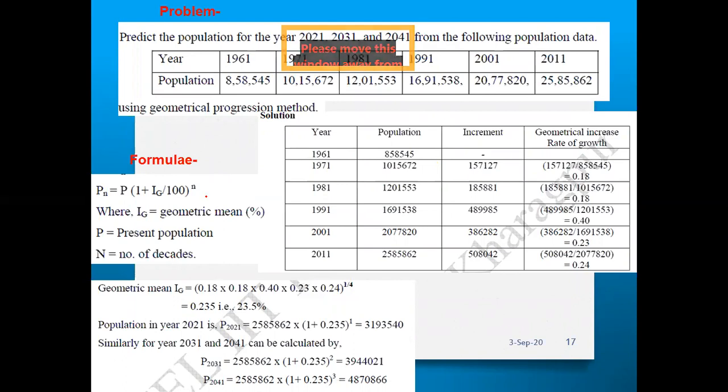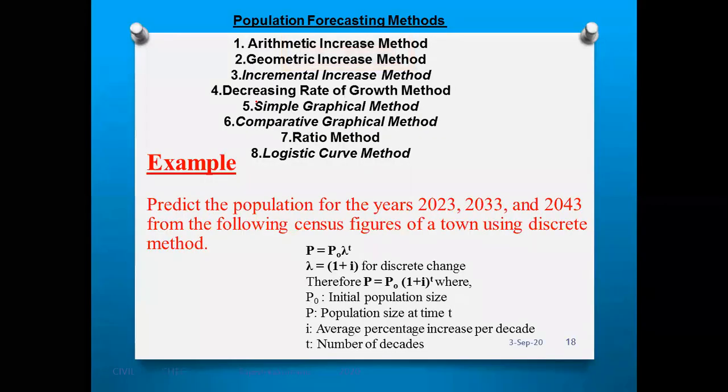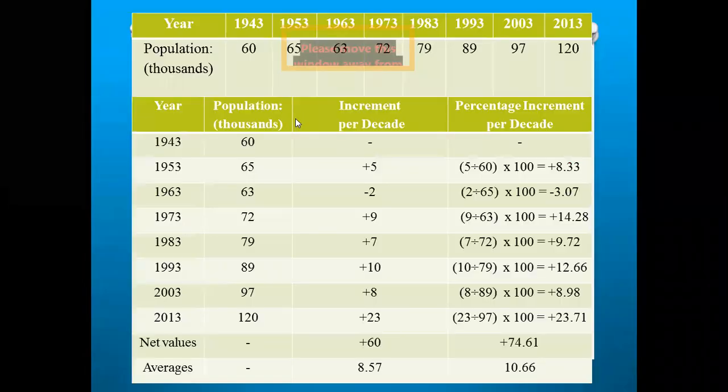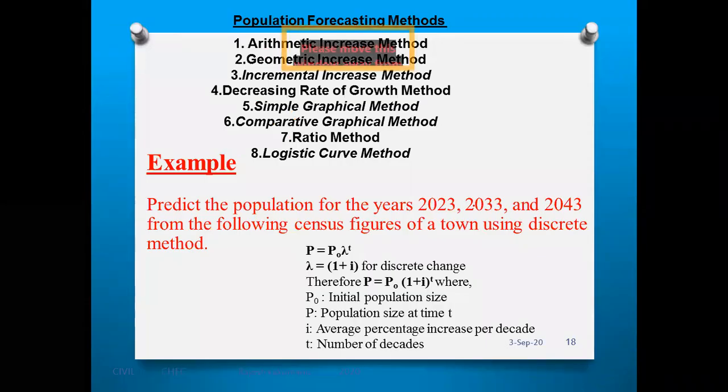So try this once. This is the same method, using the geometric progression method. So this is the same formula. These are the various methods to solve population forecasting. This is also a very interesting one. It is done by the discrete method, another method, the discrete method.